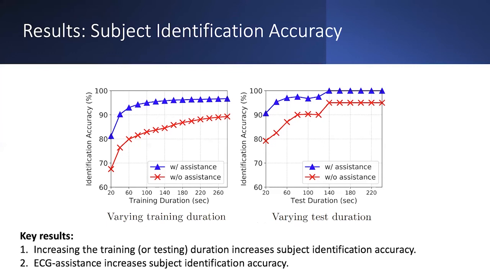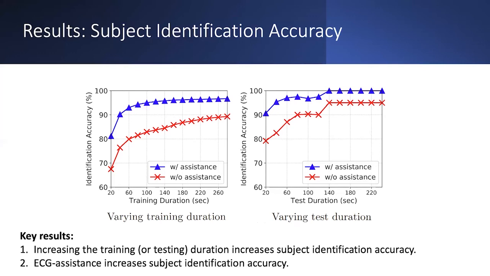We performed several experiments. In the first one, the test recording duration was fixed to 20 seconds, and we experimented with total training duration varying between 20 seconds and 280 seconds. And in the second one, the total training data duration was fixed to 1 minute per subject, and we experimented with test recording durations varying between 20 seconds and 240 seconds.